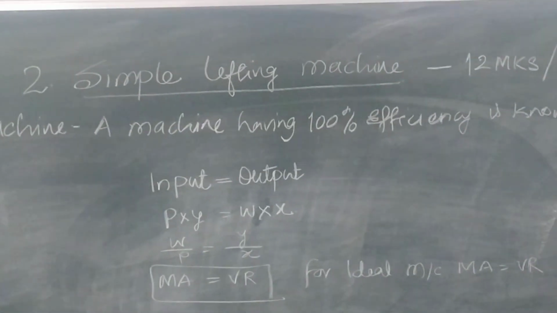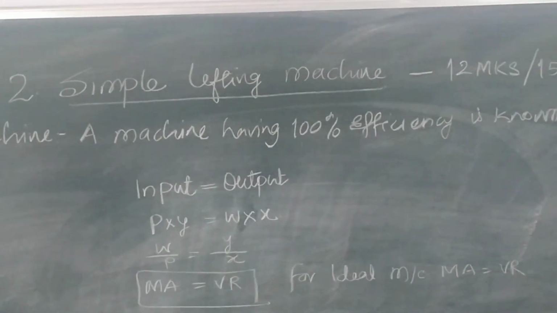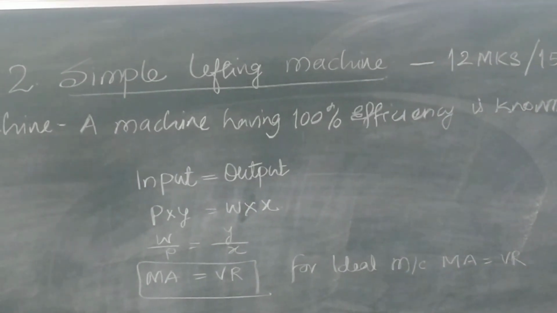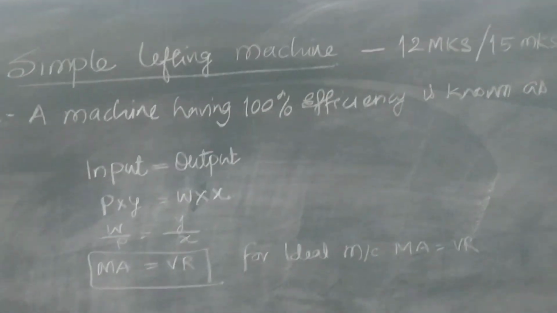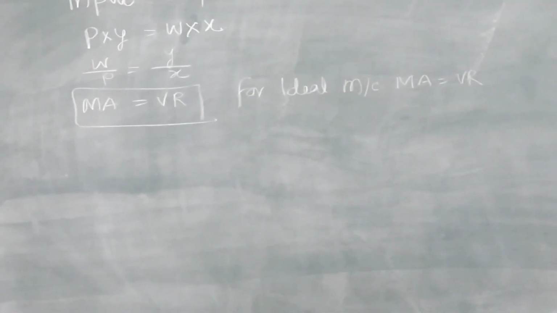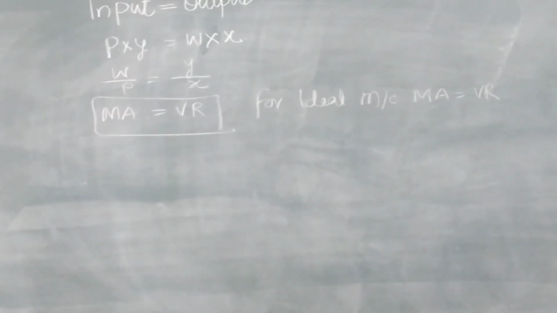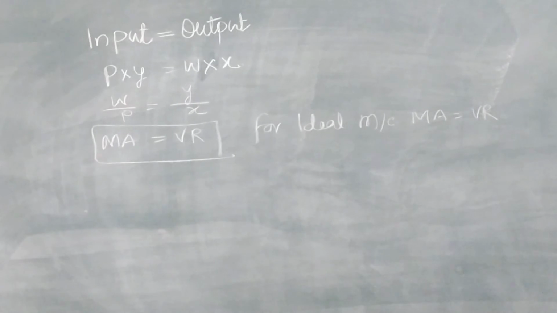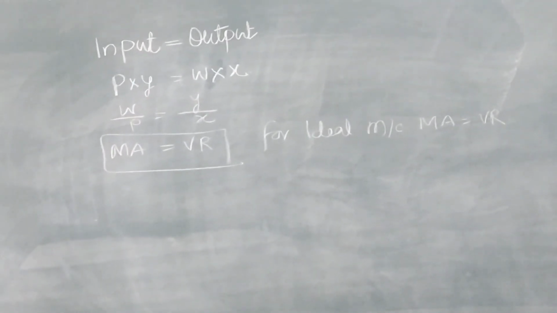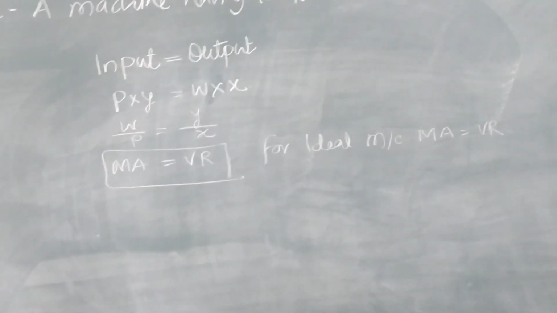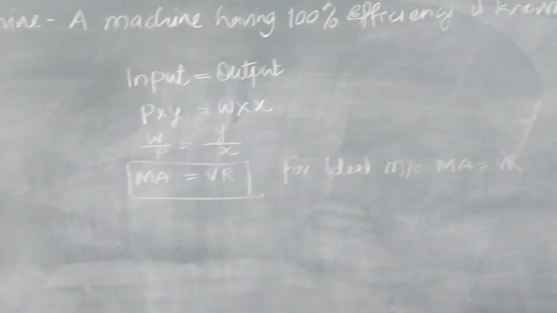That means input is equal to output, or P into Y is equal to W into X, or W upon P is equal to Y upon X, or MA is equal to VR. So, for an ideal machine, MA is equal to VR. In practice, such a machine is not possible because we cannot eliminate losses such as frictional losses. Always frictional resistance exists, some amount of input is utilized in overcoming the frictional losses. Therefore, the efficiency of a machine is always less than 100%.